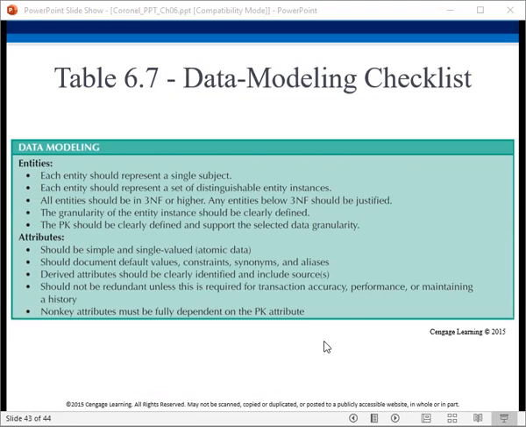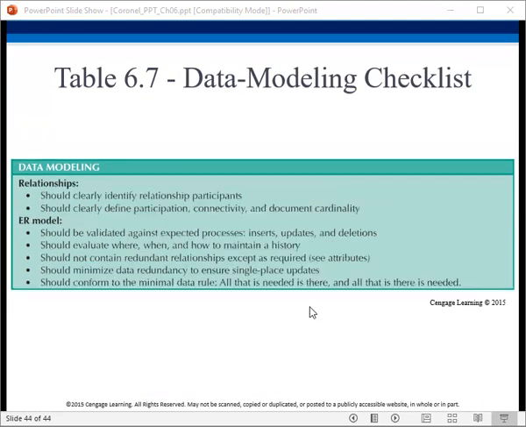And again, attributes should be single valued, not multi-valued. So if we have a phone, we're going to take multiple phone numbers out of the student table and create a second table called student phones. We want to watch out for derived attributes, and non-key attributes must be fully dependent on the primary key, as we've discussed. All non-key attributes depend on the key, the whole key, and nothing but the key. And the relationships should show cardinality and clearly identify the participants in the relationship.